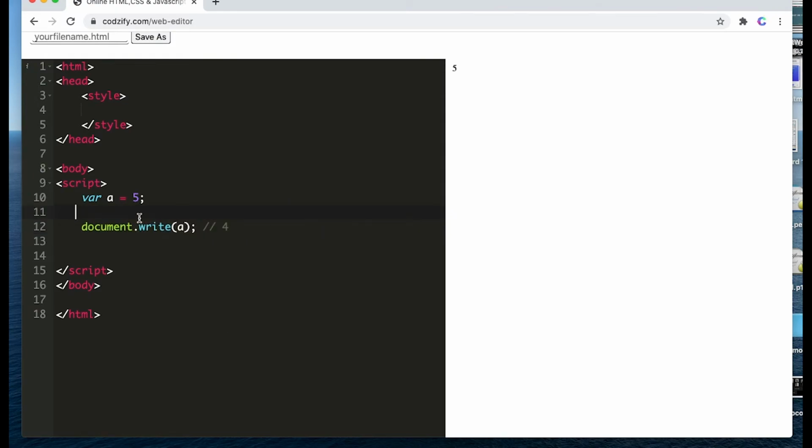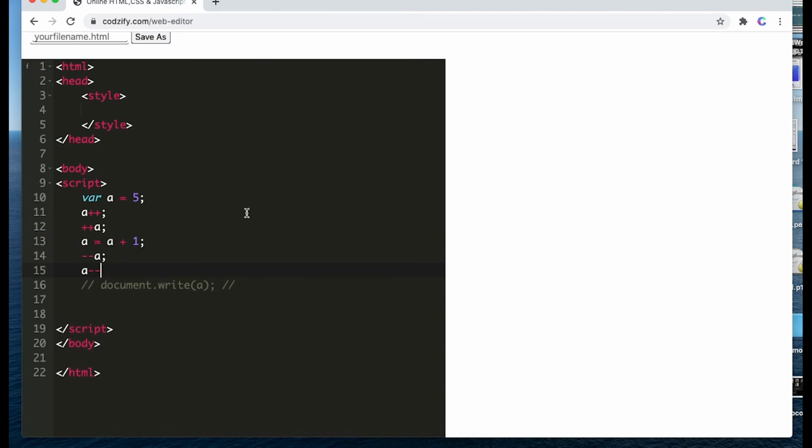So let's take one more example here. If I write a plus plus here, I will comment it out for now. Plus plus a here, a is equal to a plus 1, and here minus minus a, and then a minus minus. So at the end what will be the value of a in this scenario? So let's solve this step by step.